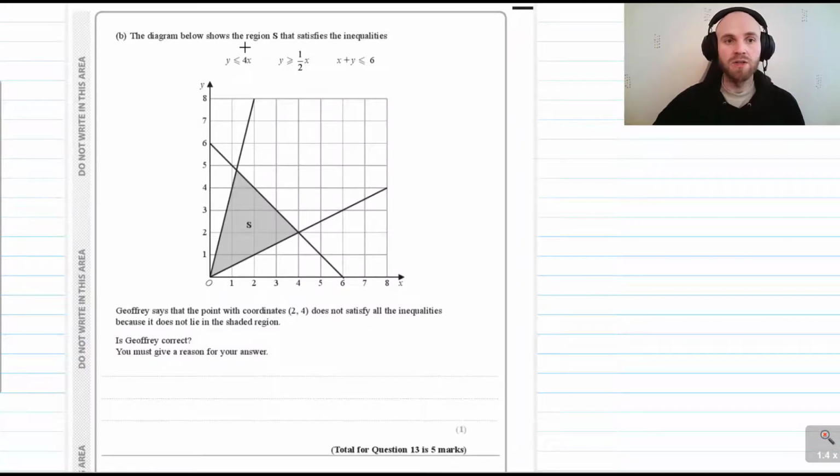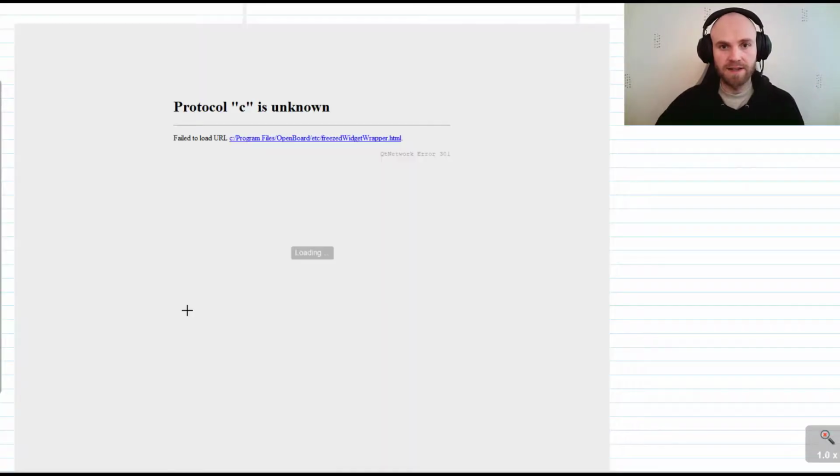Part B, the diagram below shows the region S that satisfies the inequalities y is less than or equal to 4x, y is greater than or equal to a half x, x plus y is less than or equal to 6, and we have this information here on the graph. Jeffrey says that the point with coordinates 2, 4, I'm just going to mark that in now, so we have 2, 4, it's bang on the line, really important that it is bang on the line, does not satisfy all the inequalities because it does not lie inside the shaded region. Is Jeffrey correct? You must give a reason for your answer.